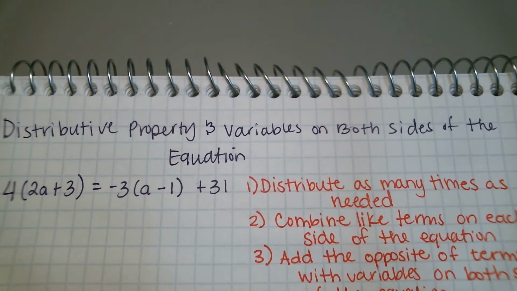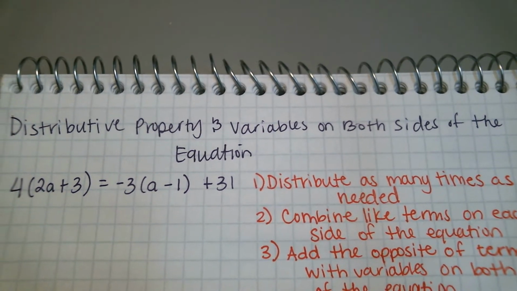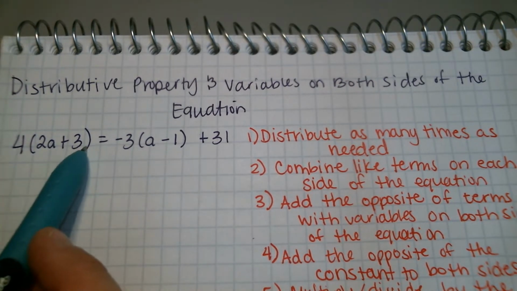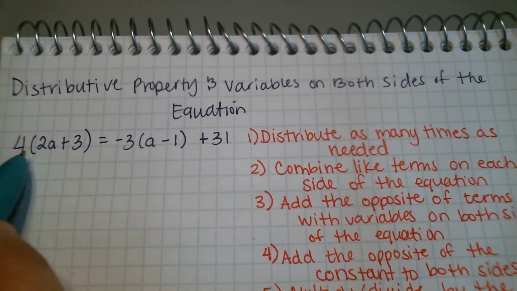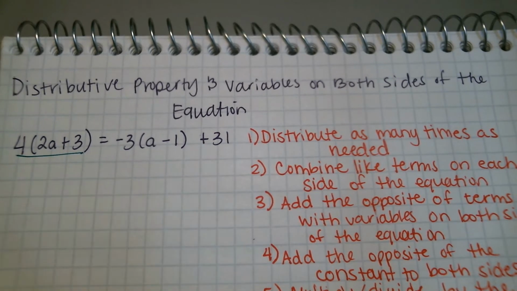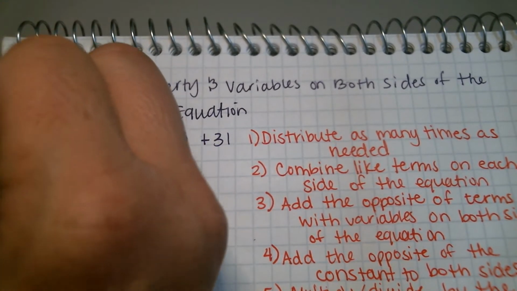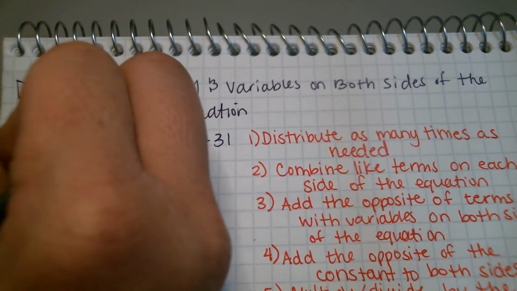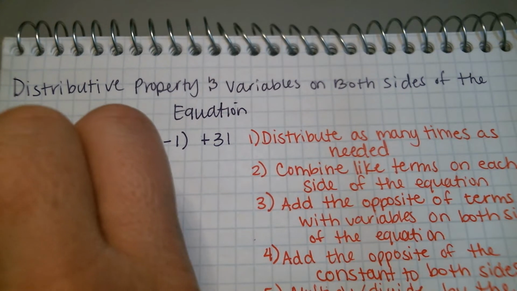So if you have distributive property, you must distribute first, and you must distribute as many times as you need to. So, for example, if I see I have distributive property here, I'm going to distribute the 4 to the 2a plus 3. So why don't we do that right now? So 4 times 2a is 8a, and 4 times 3 is 12.